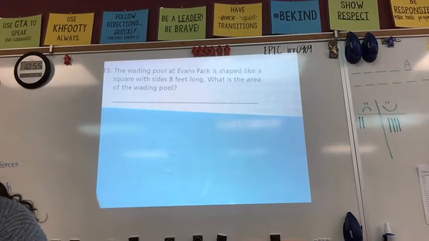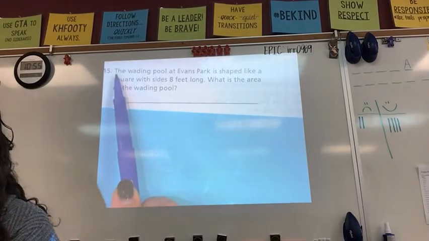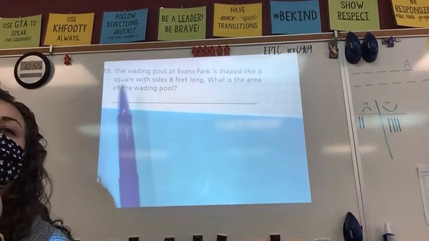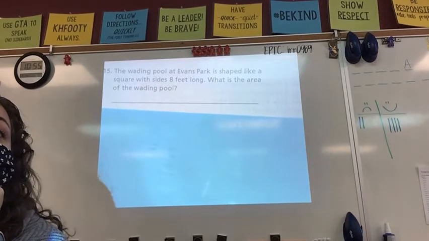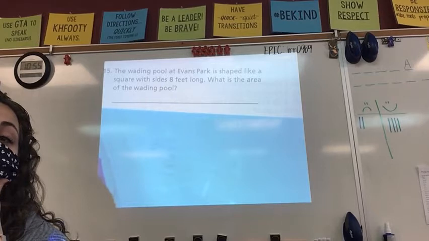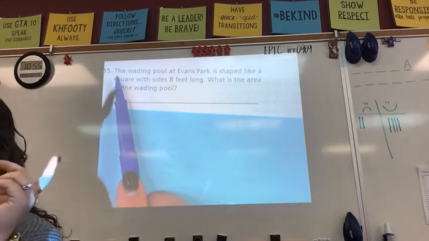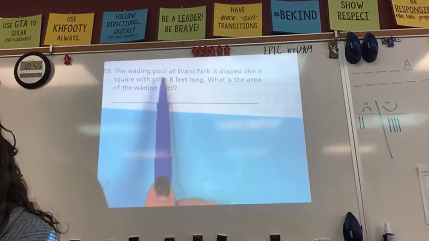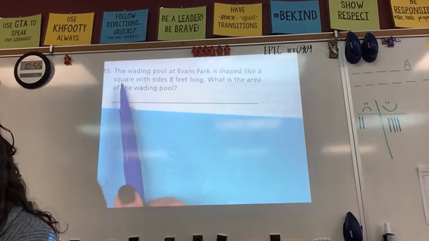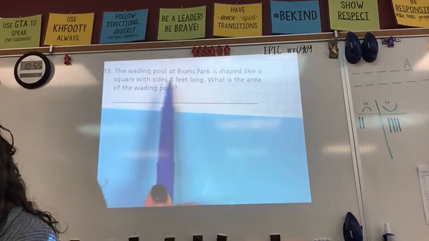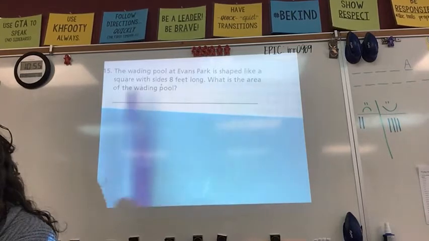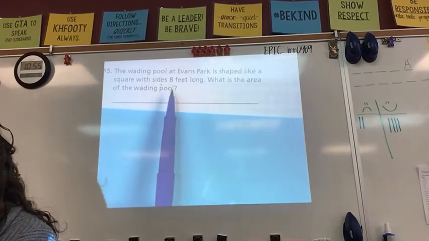Please read with me. The wading pool at Evans Park is shaped like a square with sides 8 feet long. What is the area of the wading pool?